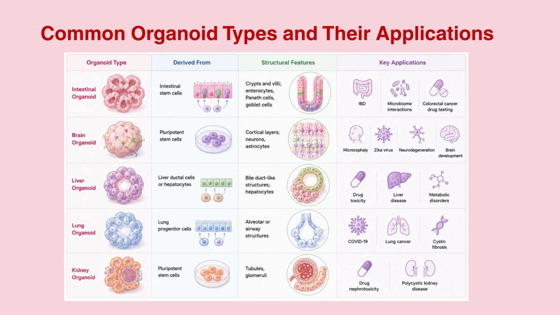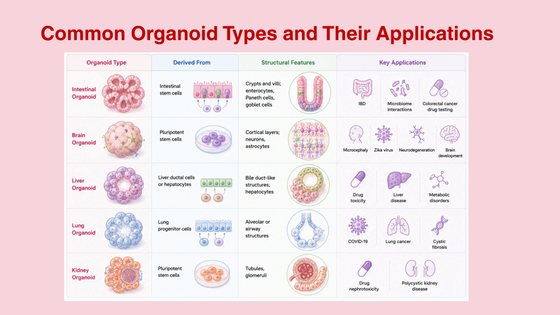Next are brain organoids, generated from pluripotent stem cells. They form cortical layers containing neurons and astrocytes, providing powerful models for studying microcephaly, Zika virus infection, neurodegenerative diseases, and human brain development. Liver organoids are derived from liver ductal cells or hepatocytes and form bile duct-like structures. They are widely used for drug toxicity testing, liver disease research, and studies of metabolic disorders.